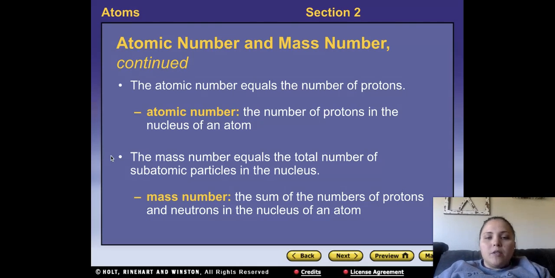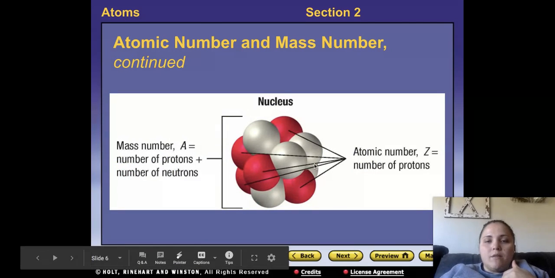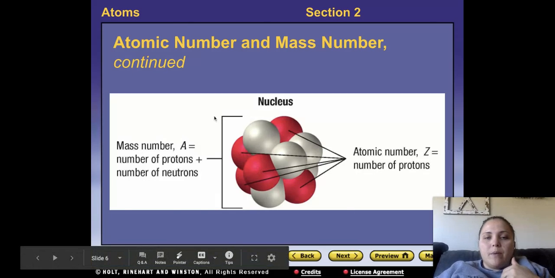The other number you're going to see on the periodic table is the mass number, and the mass number is the total number of subatomic particles in the nucleus. So it's how many protons plus neutrons are in the atom. So if this was a nucleus of a certain atom, then its atomic number would be equal to just the number of red dots, or the number of protons, and then its mass number would be everything that's in the atom.